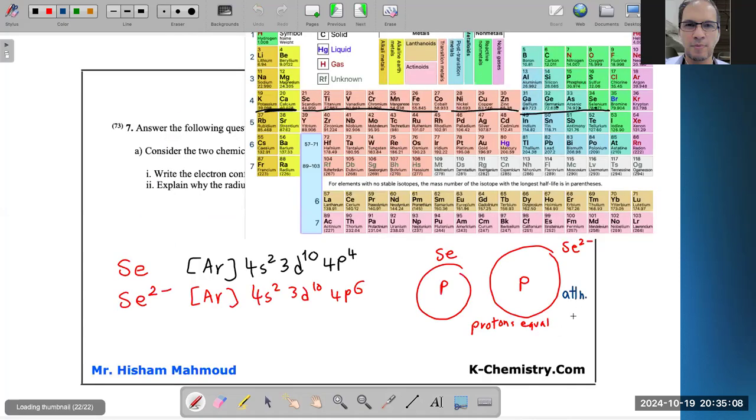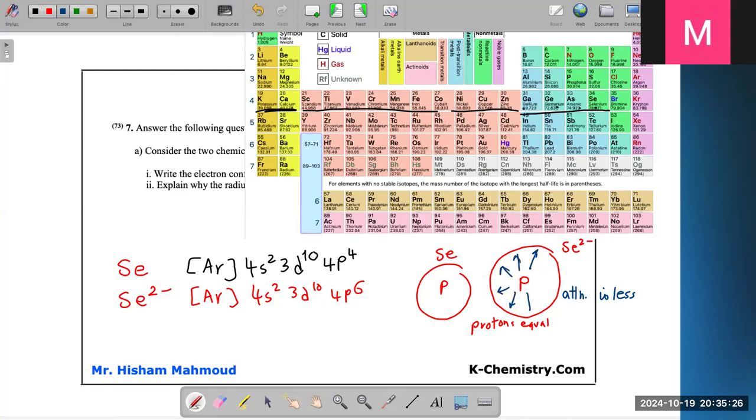So when you have more electrons, the attraction is smaller or bigger, Mariam? Less. Bravo. So when the attraction is less, the size gets bigger. Size gets bigger. Excellent.